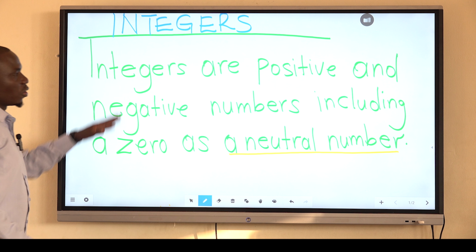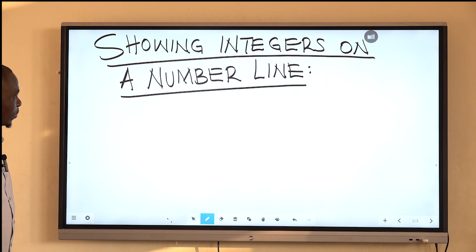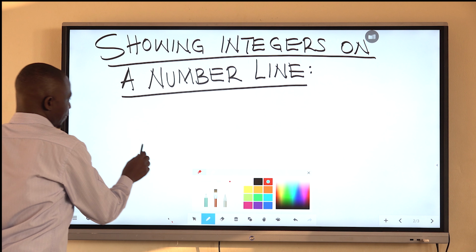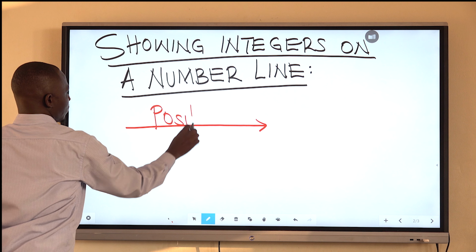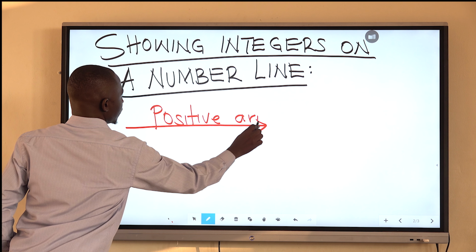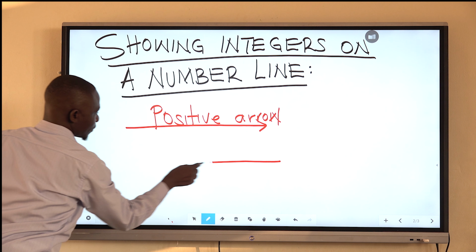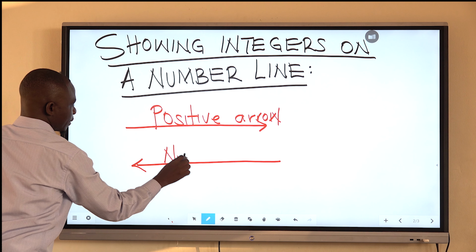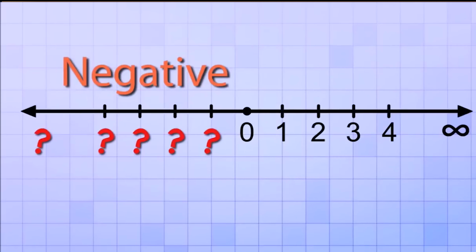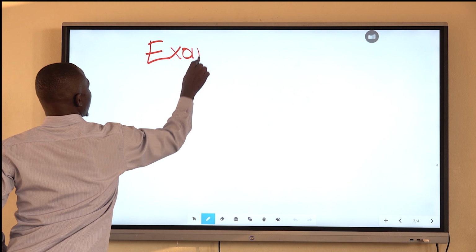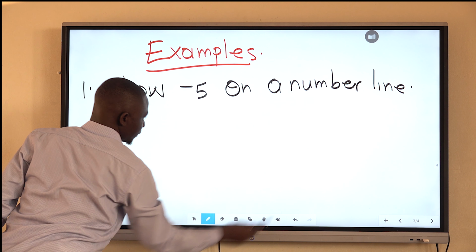So let's look at how we show positive and negative integers on a number line. Now, we have to understand that if the arrow is facing positive, we call this a positive arrow. If that arrow is facing negative, we call this a negative arrow. For example, show -5 on a number line. So let's draw our number line.